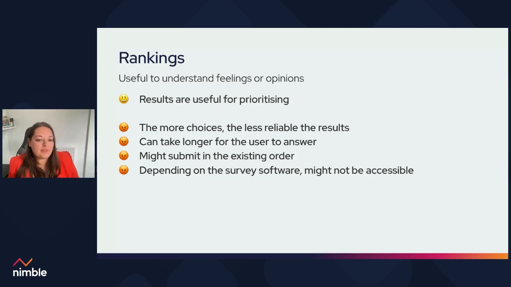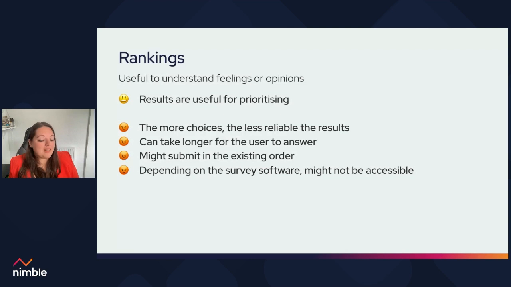The problem with these is the more choices you put in, the less reliable the results. If somebody's given you a long list and you're trying to prioritise, it gets a bit blurry. But if you've only got a couple of things in there, it's easier to say yes, this is better than this. It can take longer for the user to answer the question, because they've got to think about it more rather than selecting something and moving on.